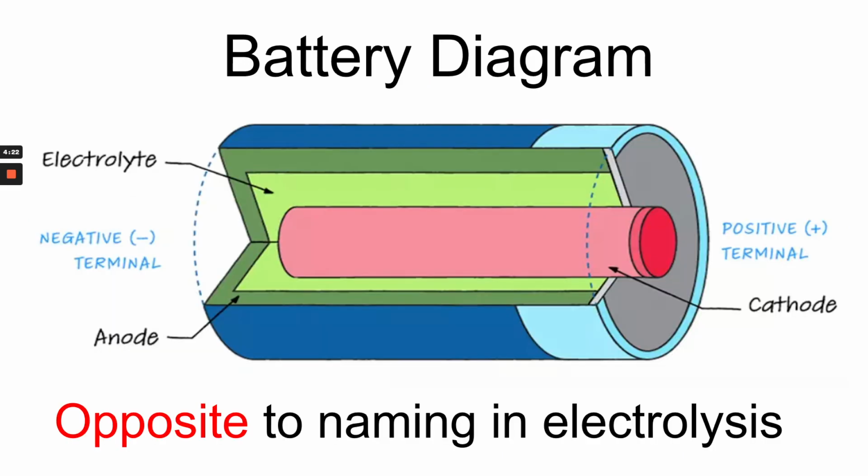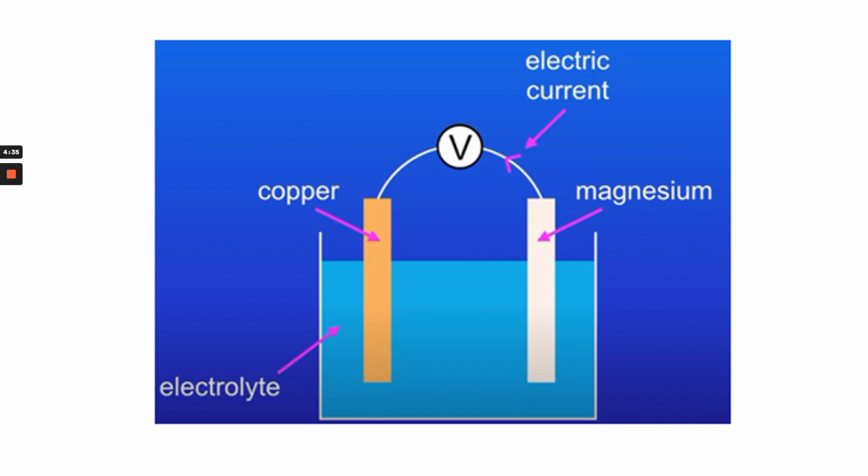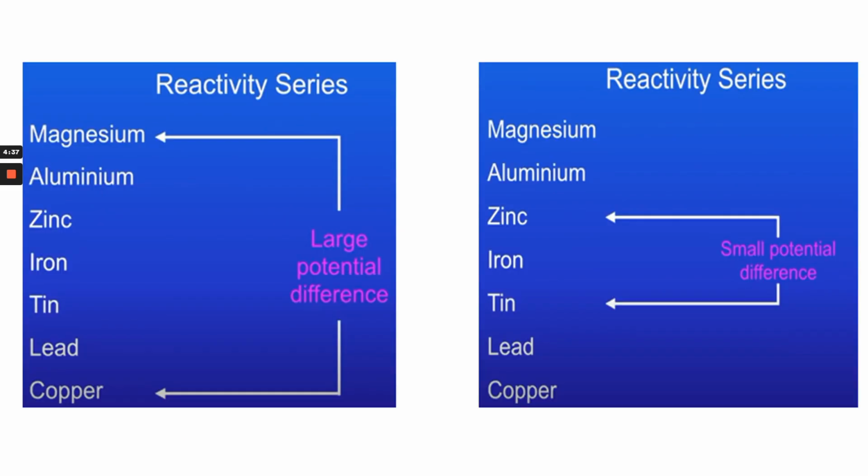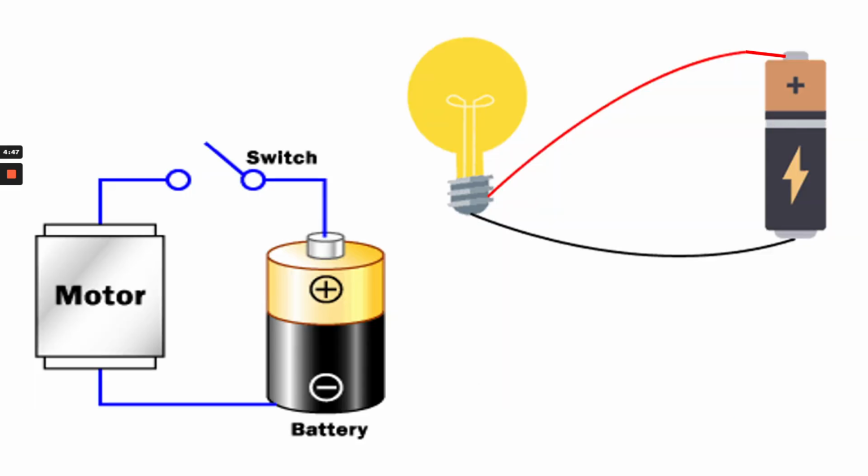Here's a quick diagram of a battery. Just be aware of the naming conventions. The anode is the negative terminal, and the cathode is the positive terminal. It is the opposite to electrolysis in chemistry. So here are 2 different metals, and in the reactivity series, we can make a current flow with just 2 different metals. The larger the difference in reactivity, the larger the potential difference, the more current will flow.